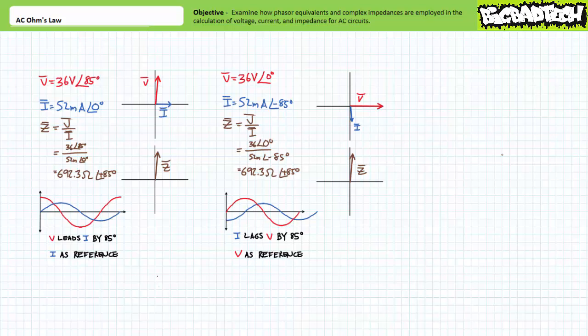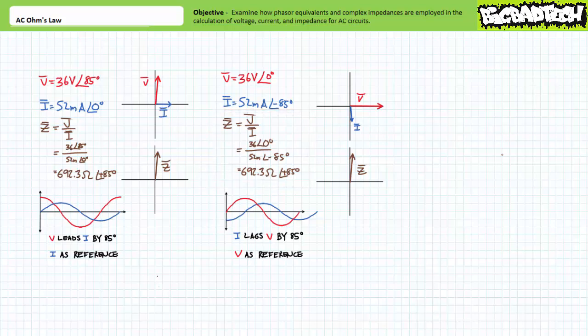Does this affect our impedance calculation in any way, shape, or form? Absolutely not. When solving for impedance, we divide the phasor equivalent voltage V by the phasor equivalent current I to solve for the complex impedance Z. Doing so yields Z equals 692.3 ohms at an angle of positive 85 degrees. Exactly the same result we previously obtained.